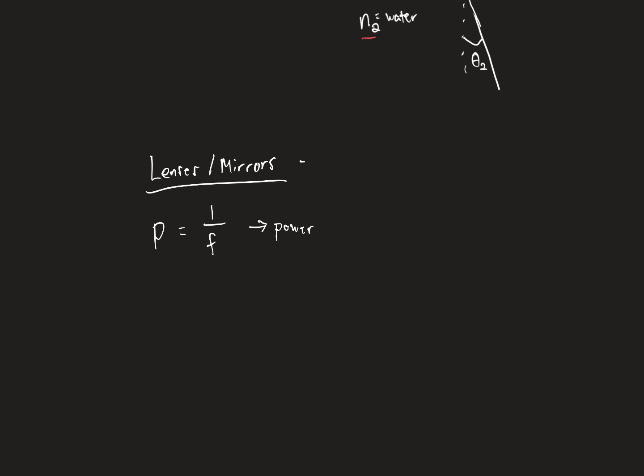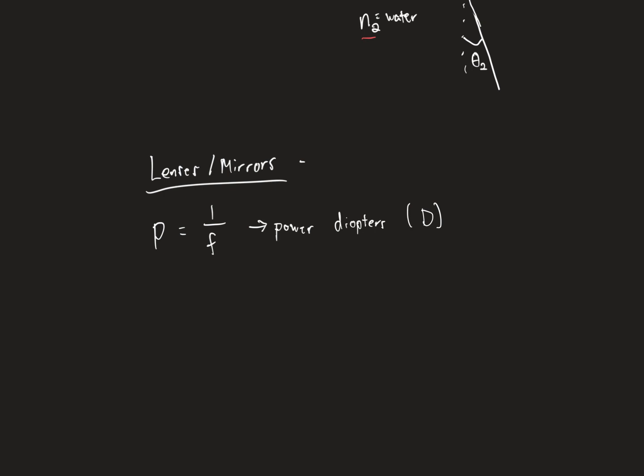Physics 1, do you remember what the units of power were? Or last unit, power? It is watts. In this, power is different. This is diopters, or capital D. Power of a lens, 1 over the focal length.